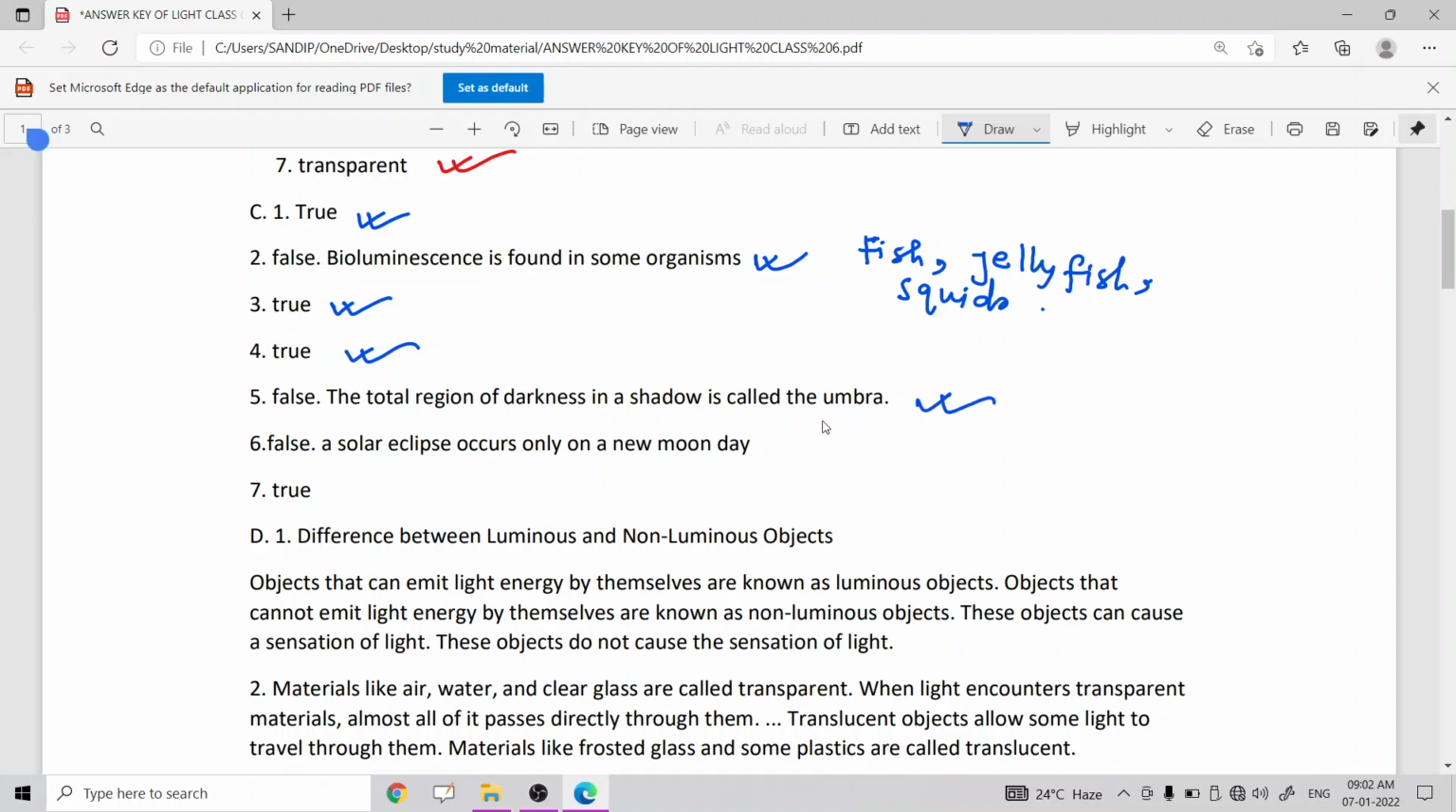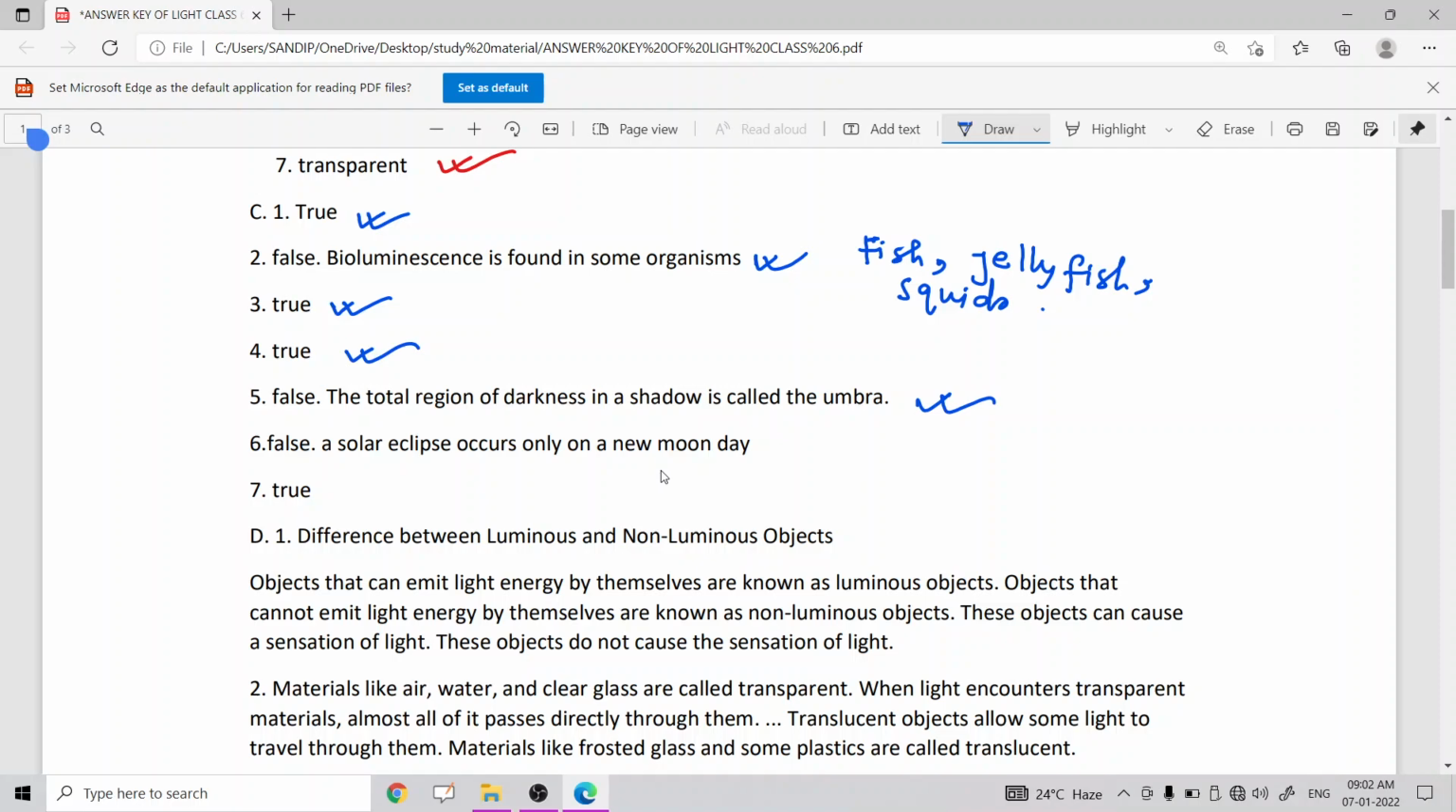Okay, and question number 6: a solar eclipse occurs only on a full moon day. It is also false. Generally, a solar eclipse occurs only on a new moon day, and a lunar eclipse occurs only on a full moon day.